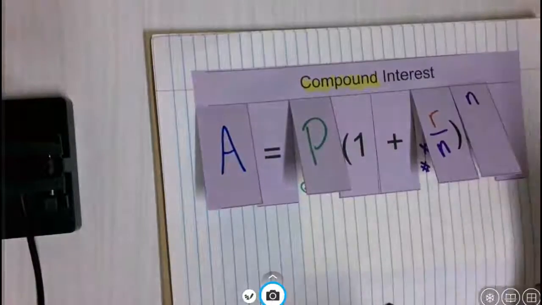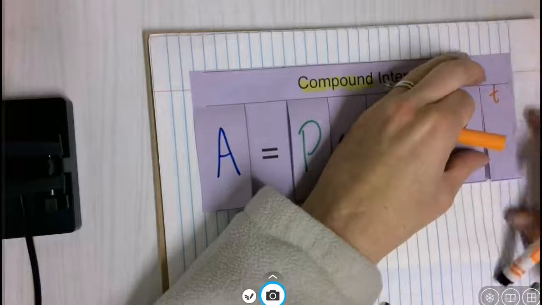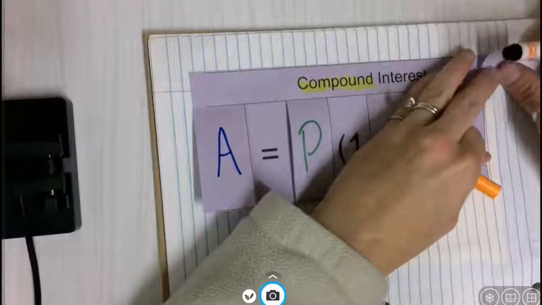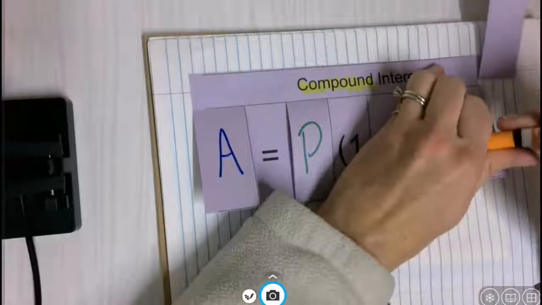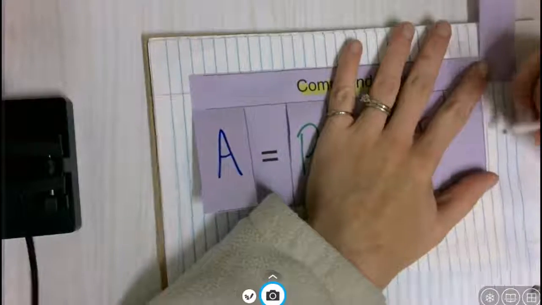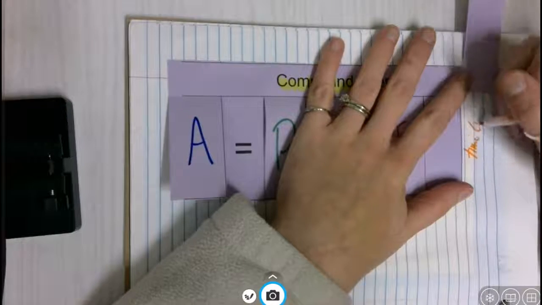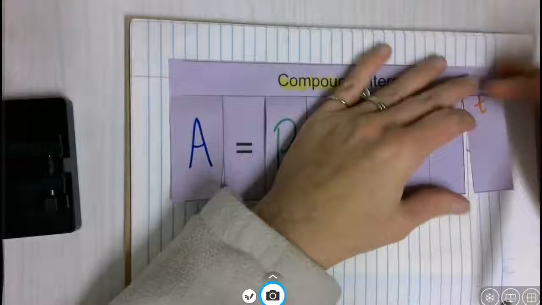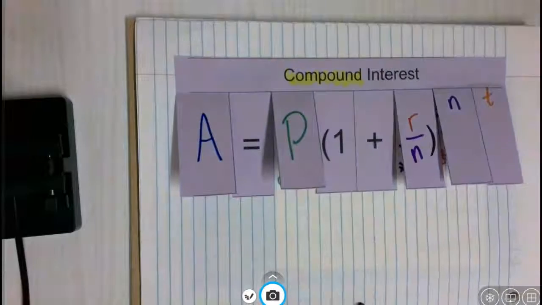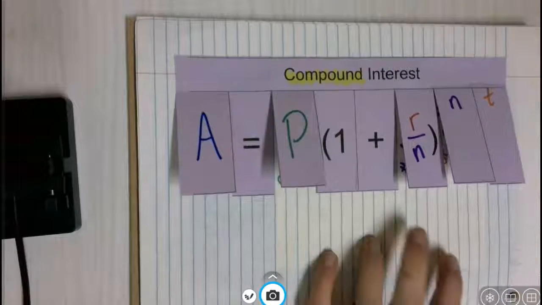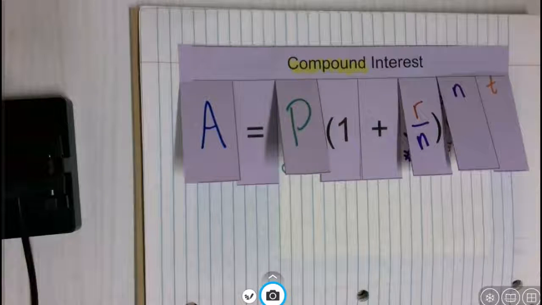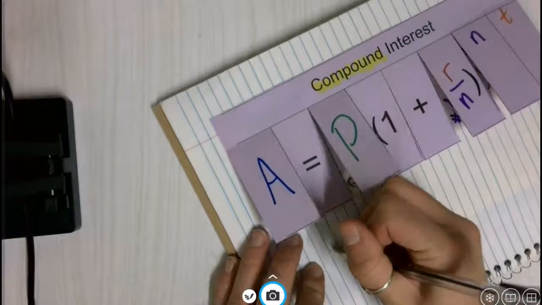Okay? And then our last little flap, our last piece, is T. And that T stands for time, and it's how long it has been in this account. So T is time, and we're talking years when we're dealing with this compound interest. Okay? So now we have this information, and now we can go ahead and use it. So we're actually going to walk through an example together. Okay? So here's our example.